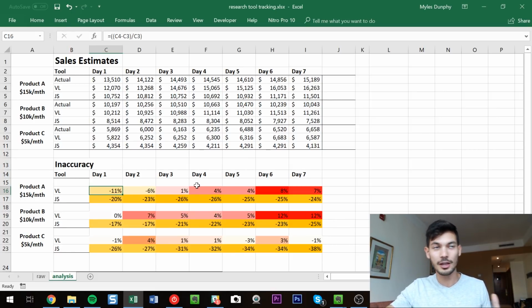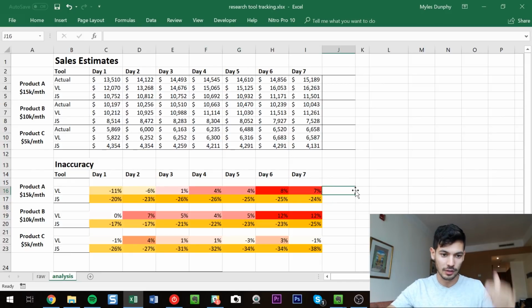What you want it to be would be around 10 to 20% accurate. But definitely the smaller that range, the better. So if it's within 10%, then that's great. Now we can see here with product 1, which is $15,000 a month, Viral Launch was pretty good. So it sort of fluctuated a lot in the first couple of days, went from like minus 10% to 1%, which is almost bang on, and then went up to around 8%. So that total plus or minus variance went from minus 11% to plus 8% accuracy.